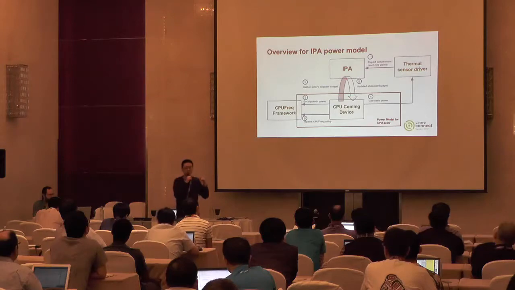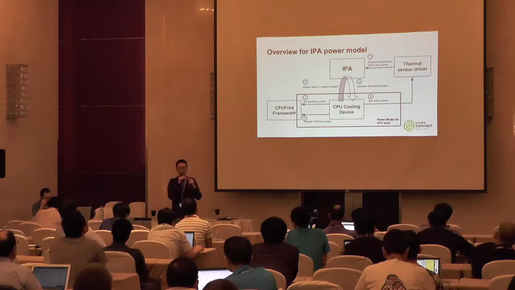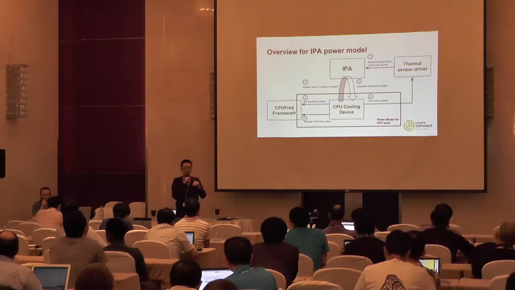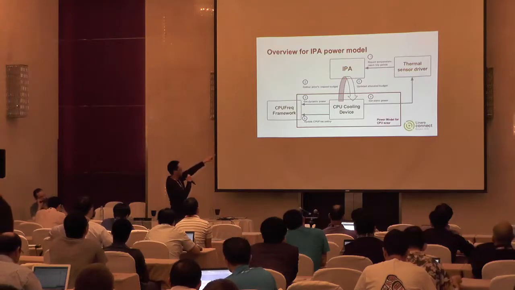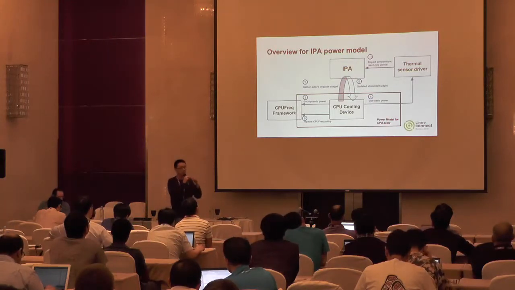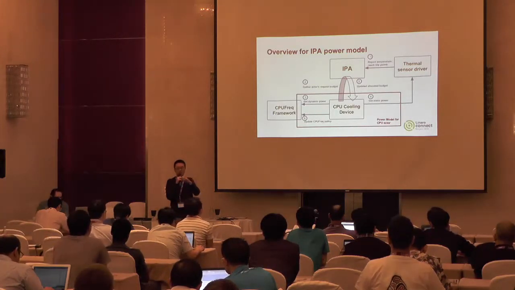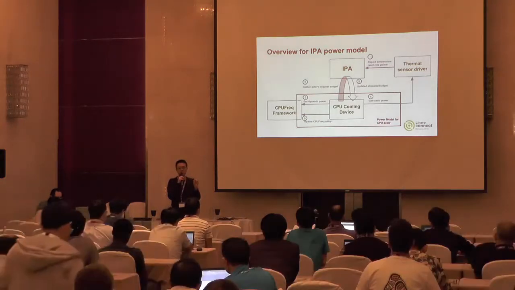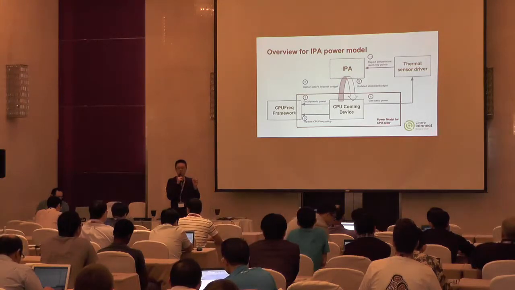So IPA uses its algorithm to calculate how much power it can grant to the CPU. Finally, it returns in step 5 and updates the allocated budget to the CPU part. In the CPU cooling device, it uses the power data to convert to the real CPU P-state that can be granted to this CPU.